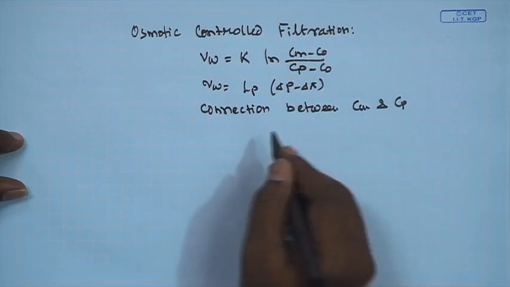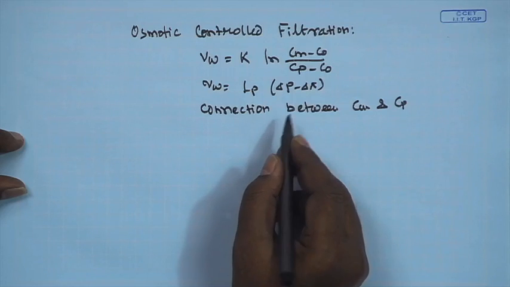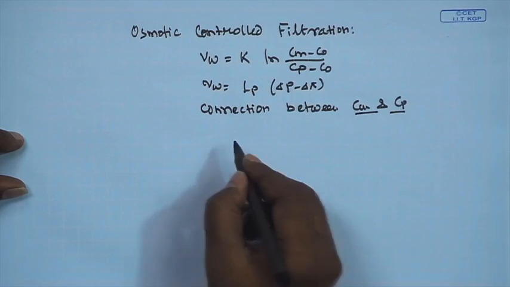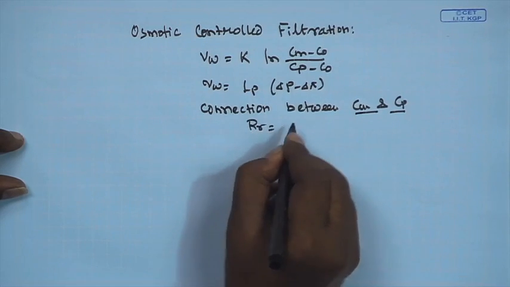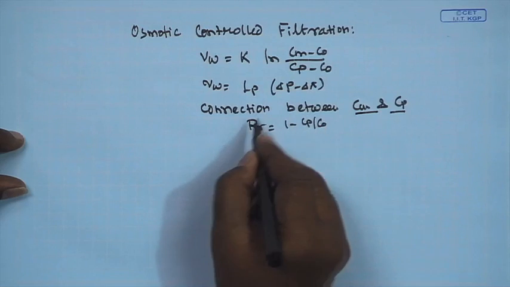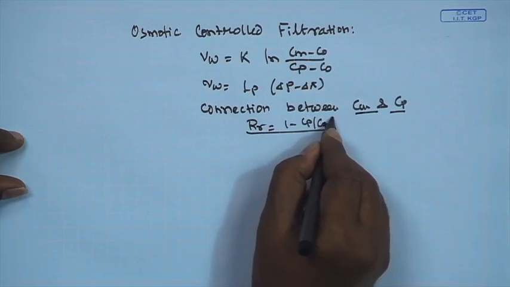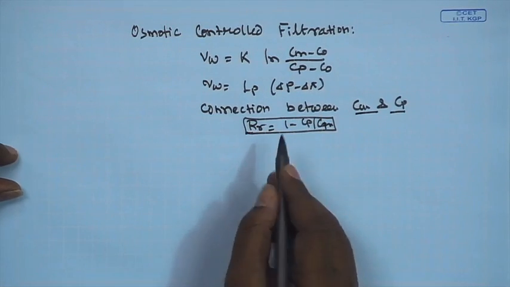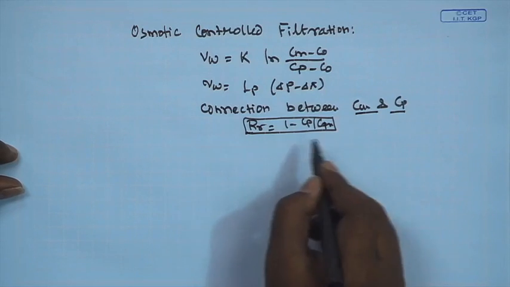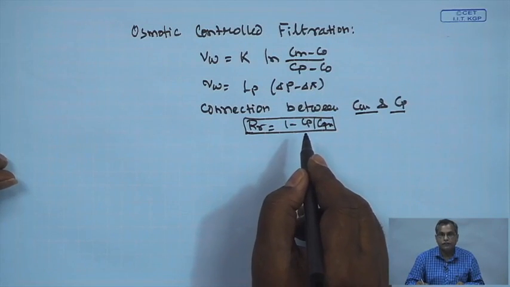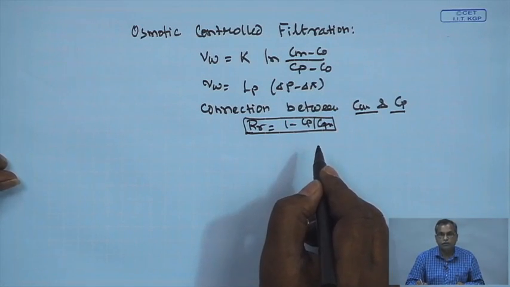The other equation is the connection between the Cm and Cp. We have already seen that one way of connecting Cm and Cp is the real retention, which is nothing but the solute partition coefficient across the membrane. Now, we have already seen all the formulations and the method for solving this third equation to get a prediction of the system performance.